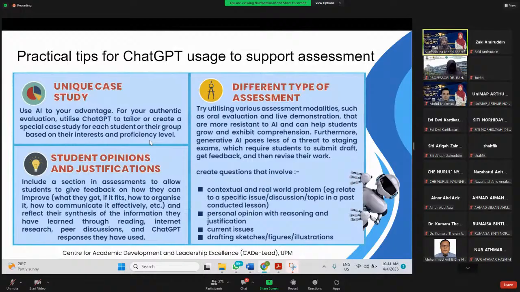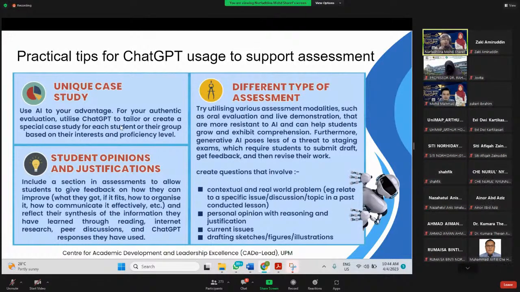So what do we need to do? Some practical tips. We need to come up with a unique case study. For example, you can implement passion-based learning. Ask the students to write on a specific area that he or she likes and elaborate, and they can use AI to their advantage. You can also use AI to generate or tailor a special case study. And always ask the students to give their opinions and justification. Ask them to give feedback on how whatever is being generated can be improved.